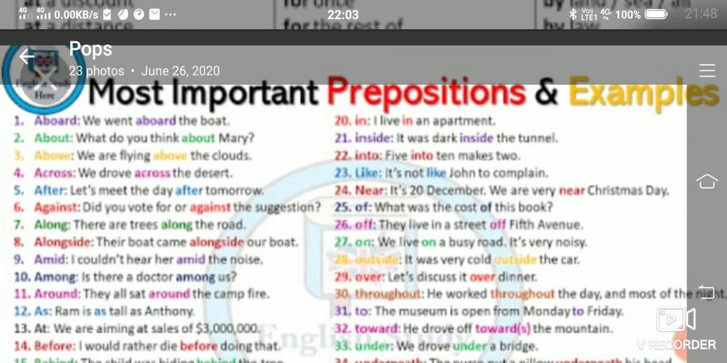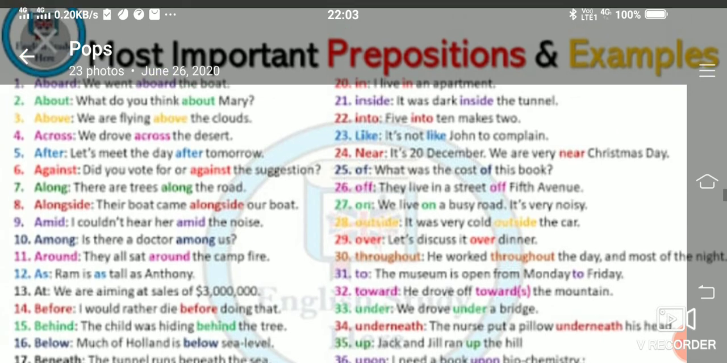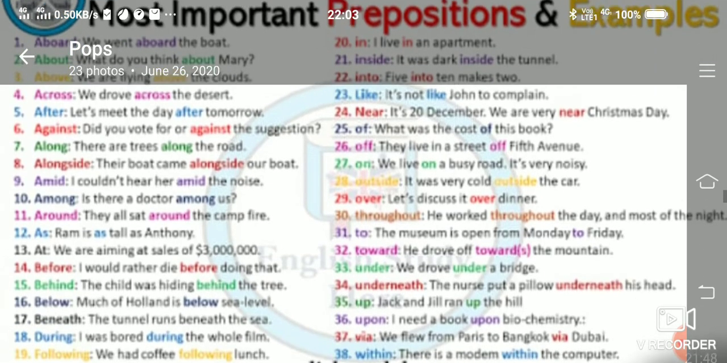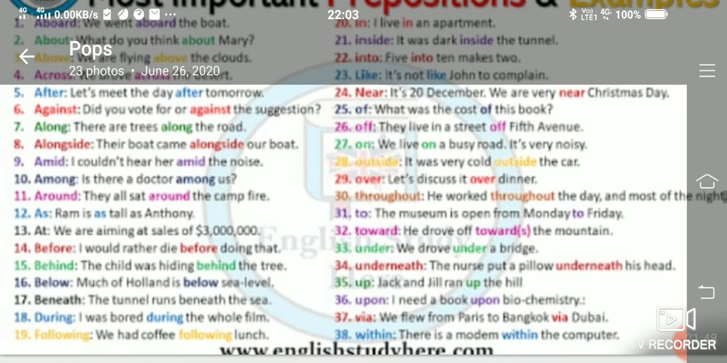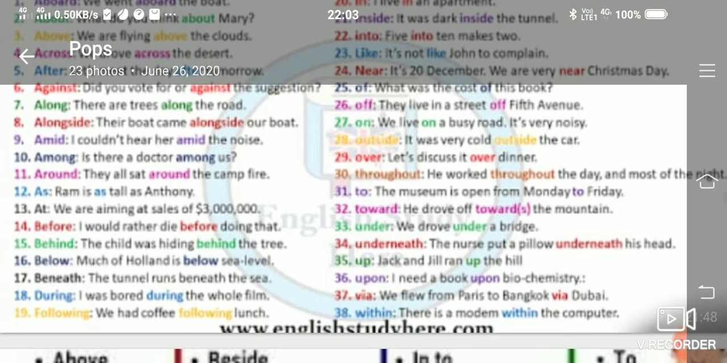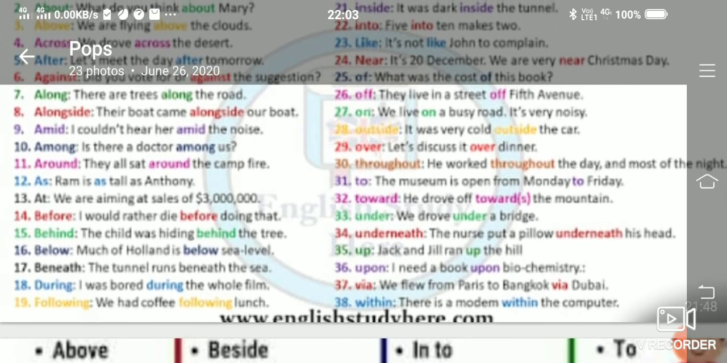So there are several other examples which we see here. Abroad. We went abroad. What do you think about Mary? Above. We are flying above the clouds. Across. We drove across the desert. After. Let's meet the day after tomorrow. Against. Did you vote for or against the suggestion? Along. There are trees along the road. Alongside. The boat came alongside a boat.